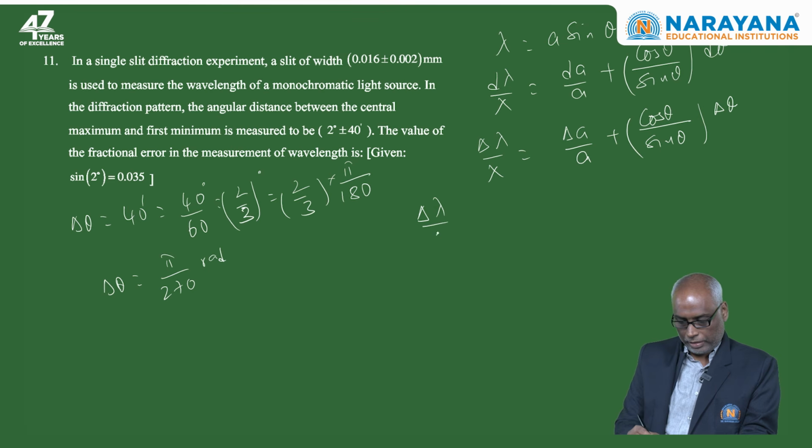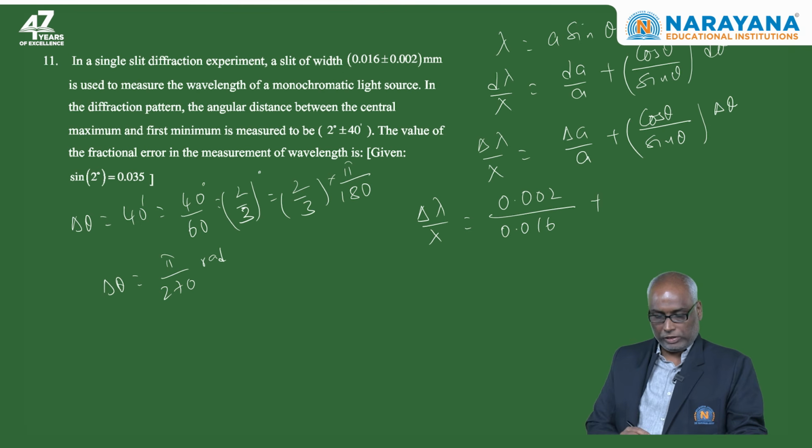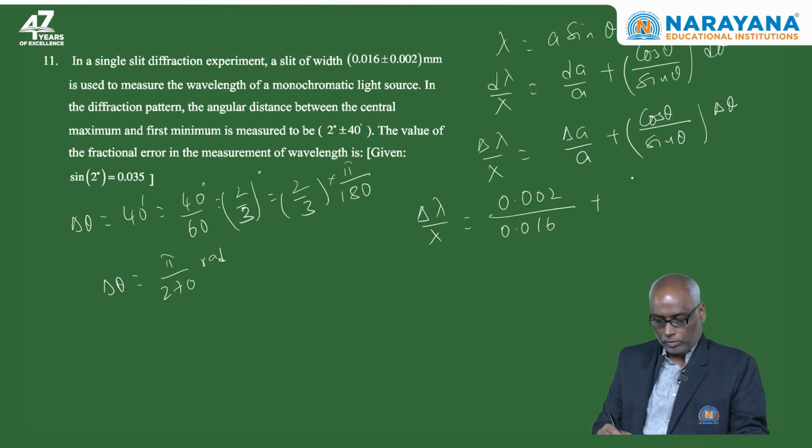So delta lambda divided by lambda becomes equal to delta A divided by A, which is 0.002 divided by A, that is 0.016. Cos theta: here 2 degrees is very small, sin 2 degrees is given as 0.035. So when theta is very small, cos theta is approximately equal to 1. So 1 divided by sin 2 degrees is nothing but 0.035 into delta theta. Delta theta is pi divided by 270.